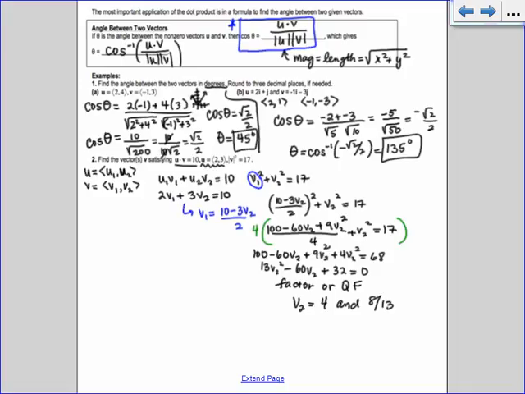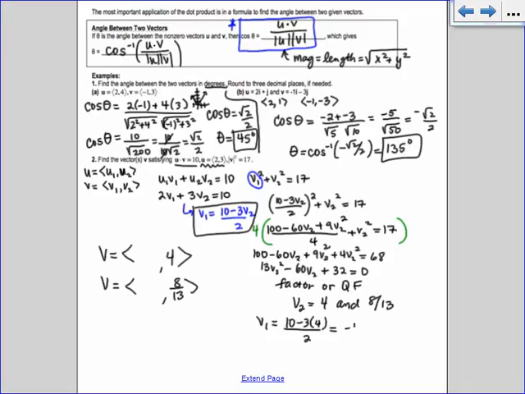Okay, so then we want to find v, and v is two components, right? So one of them has 4, and one of them has 8 over 13 for v2. Well, we still need to find v1. So what do we do? We go back to where we have this equation and we plug in. So if v2 is equal to 4, then v1 is going to be 10 minus 3 times 4 over 2. So I get -1.